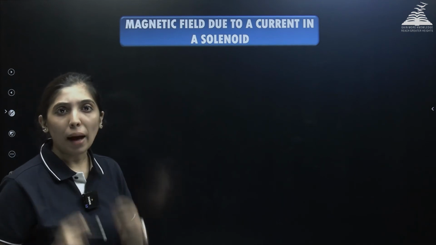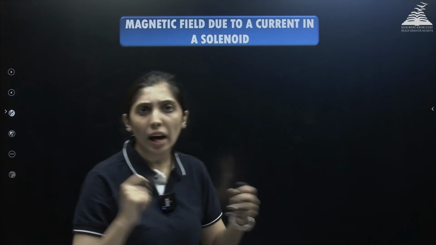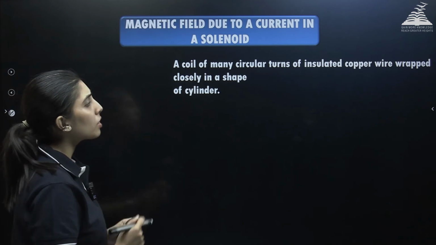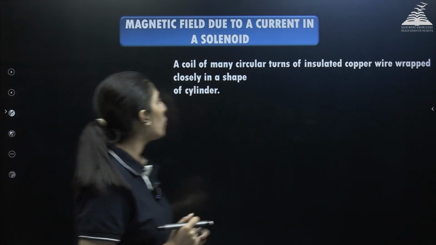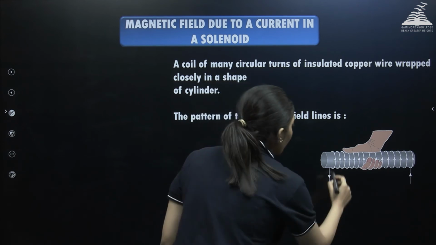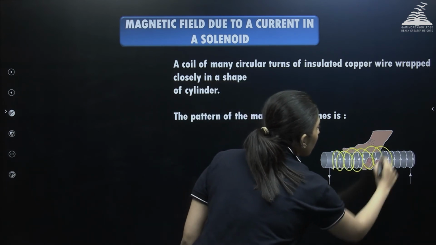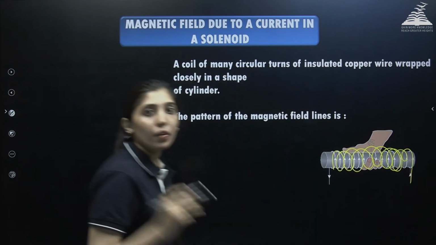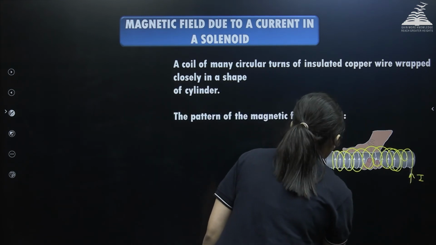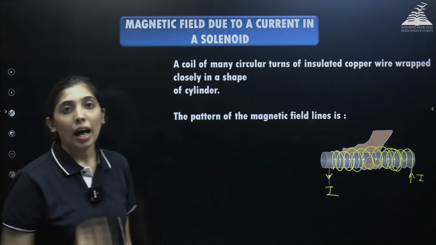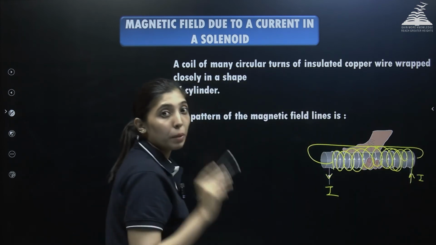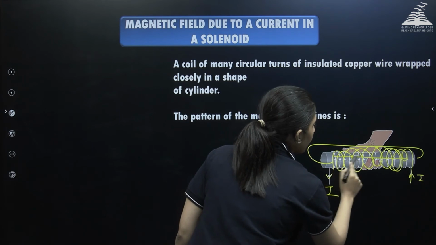Before we understand how the magnetic field looks like or what is the magnitude or direction, let's see what a solenoid is. A coil of many circular turns of insulated copper wire wrapped closely in form of a cylinder. That is, let me consider a diagram here. I've taken the copper wire and I've wound it closely on a cylinder. And this forms a solenoid. And when I pass the current through these copper wires, they produce magnetic field. And the magnetic field lines look like they start at one end and stop at the other end. But inside the solenoid, they are straight lines.